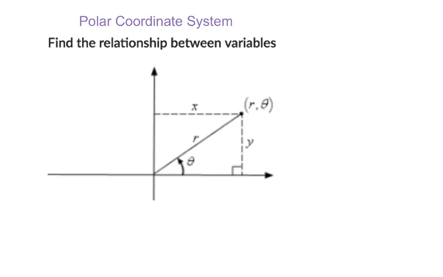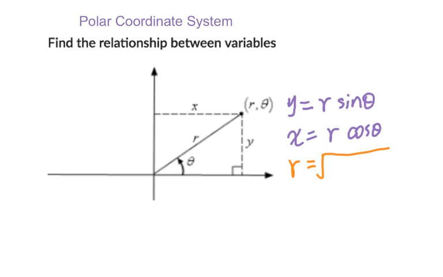Today's lesson is the polar coordinate system. First of all, let's find the relationship between the variables. We use SOHCAHTOA. We know that y equals r times sine theta, and x equals r times cosine theta. And this r, I can write down as the square root of x squared plus y squared.